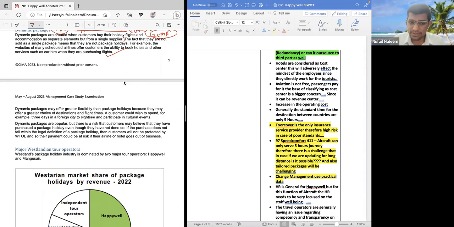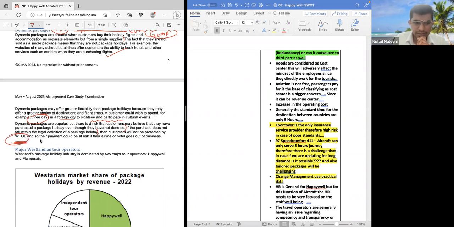A customer could wish to spend, for example, 3 days in a foreign city, 3 days in what, students? Foreign city to sightsee, participate in cultural events. Dynamic packages are popular, but the risk, here comes the biggest thing, is that customers may believe that they have purchased a package holiday, even though they have not done so. This is not considered a package holiday, okay? If the purchase does not fall within the legal definition of a package holiday, then the customer will not be protected by what, students?